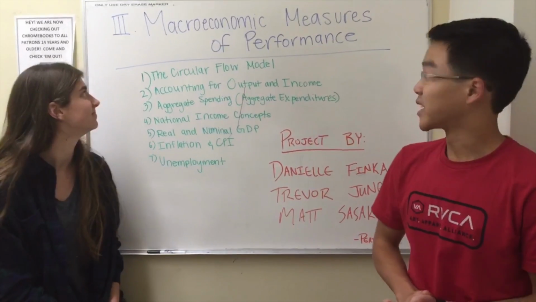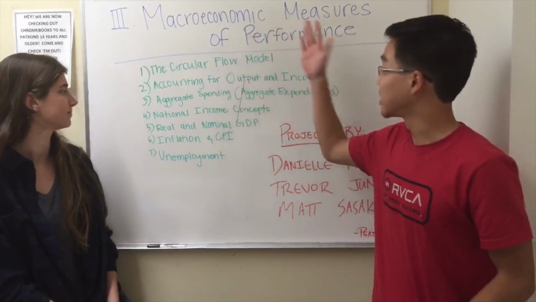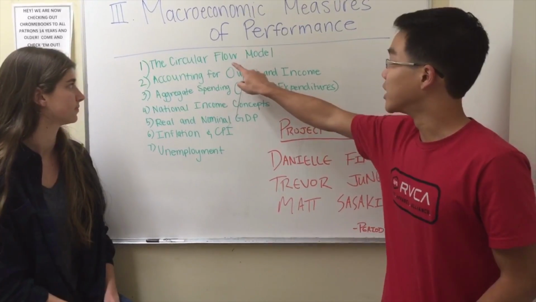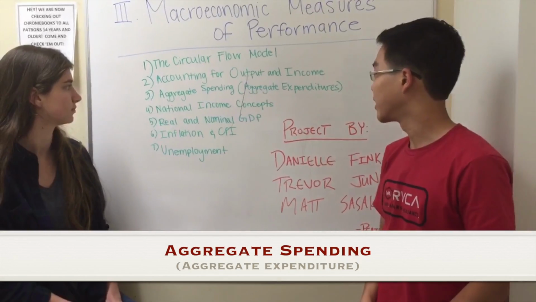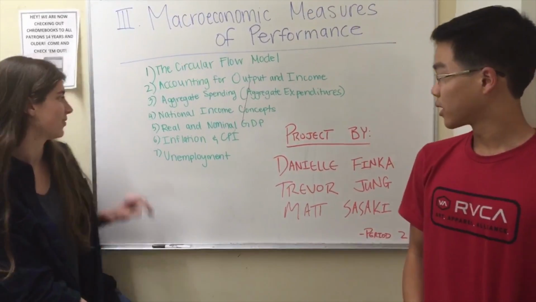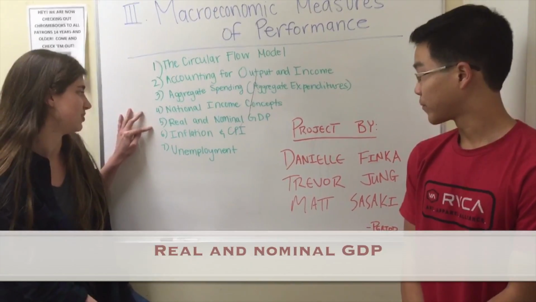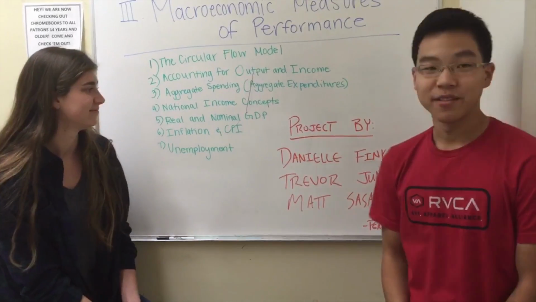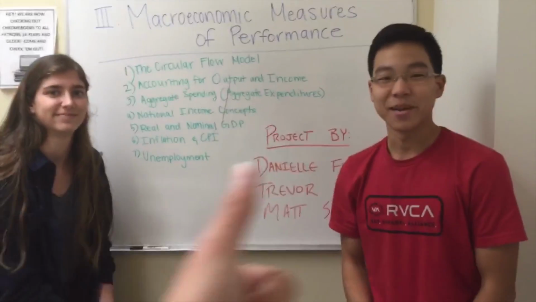Econ class, we're doing section 3, or macroeconomic measures of performance. This basically entails 7 subcategories, the first being circular flow model, accounting for output and income, along with aggregate spending or aggregate expenditure. Along with those 3, we'll also be covering national income concepts, real and nominal GDP, inflation and CPI, and unemployment. And this project and video is brought to you by Danielle, myself, and Matt, the cameraman. Hope you enjoy.